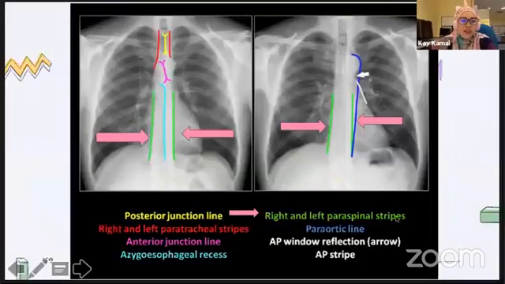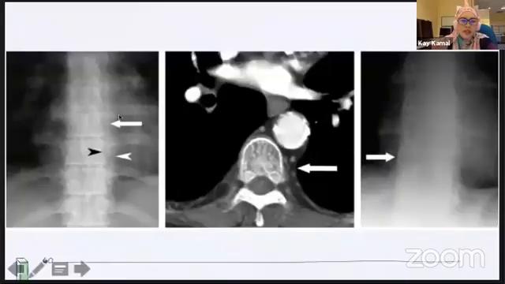And then we have the right and left paraspinal stripe, which is the green color here. Okay. So this is the normal paraspinal line. This normal paraspinal line is separate and distinct. This is our descending thoracic aorta. You see this one? This is our normal descending thoracic aorta. So we have something slightly to the lateral, and this is our paraspinal line.